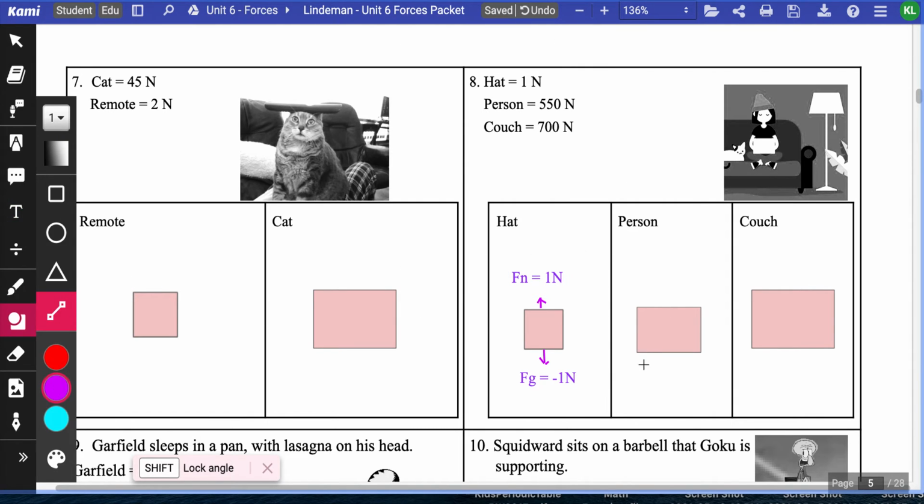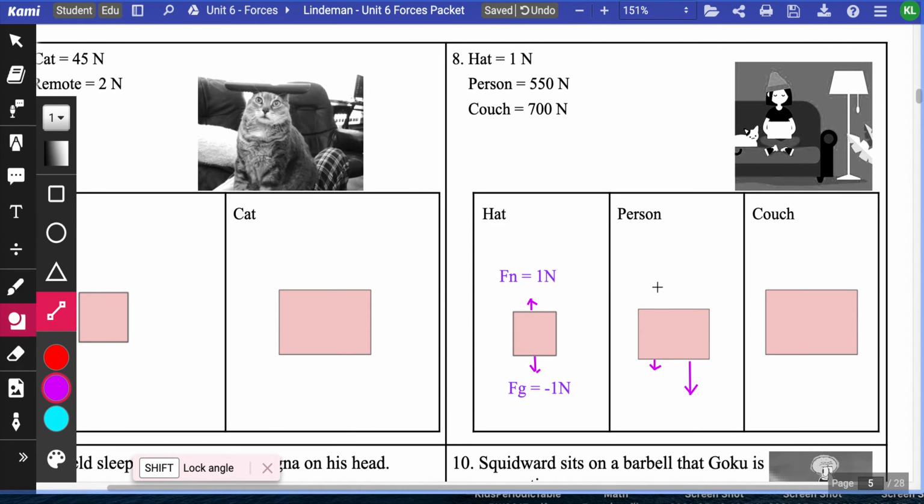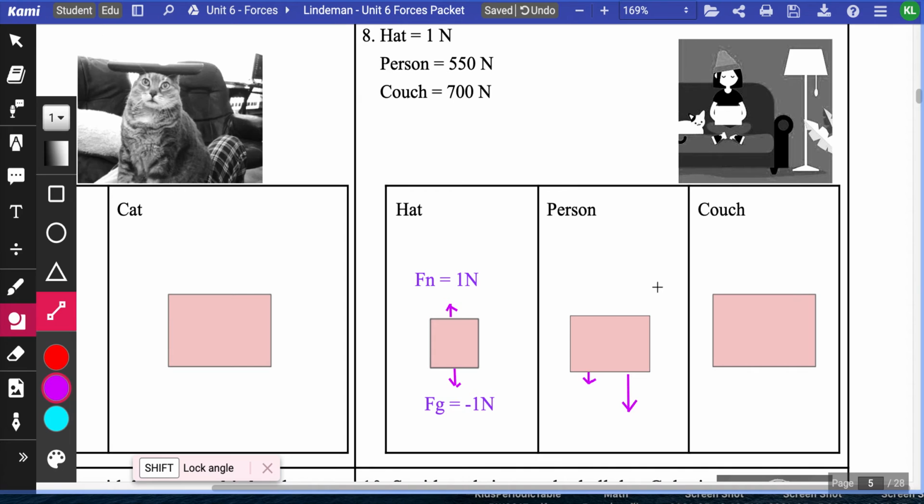For the person, weighs 550, and the person is on planet Earth. So we know that that is gravity force. So I'm just going to make this like a mid-length arrow. And then I also have the hat sitting on top of that person's head. So I'm going to have that super short arrow again. Okay? And again, you're just trying your best with these little tiny arrows, okay? I know that it ends up being a little bit tricky. Okay?